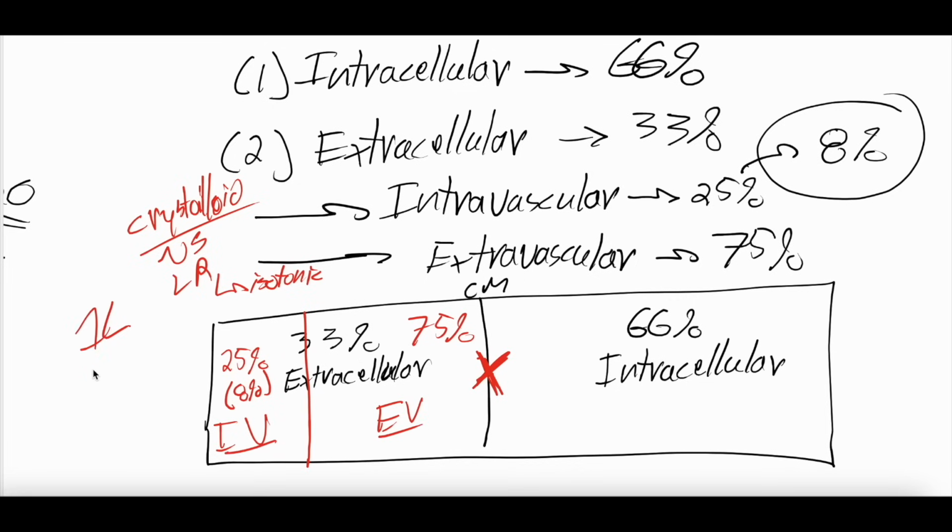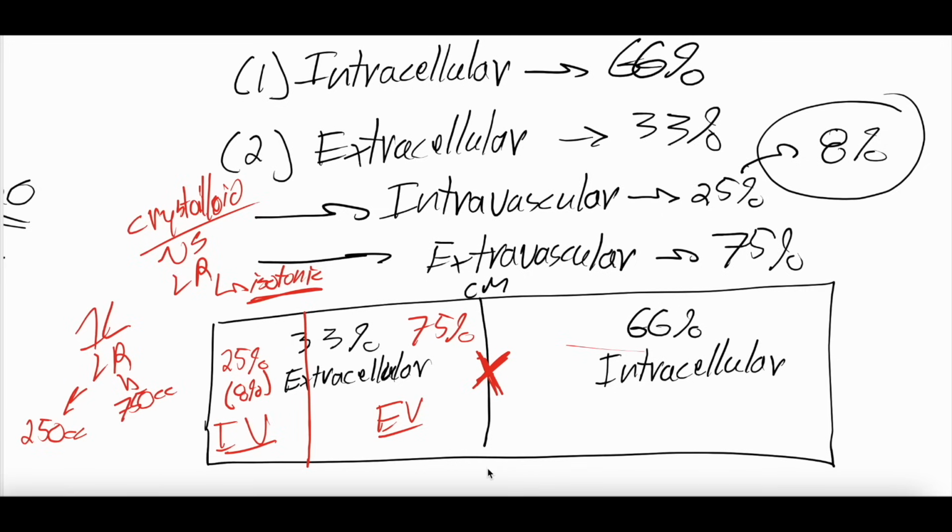So with 1 liter of lactated ringers, 25% is going to be intravascular, right? We'll stay in the intravascular space, 250 cc's. Whereas the other 750 cc's, even though it went into the intravascular space through an IV, will equilibrate over the whole extravascular space. So 750 cc's will end up extravascular. Okay, but none of that will go intracellular. All of it will stay extracellular because of its tonicity.